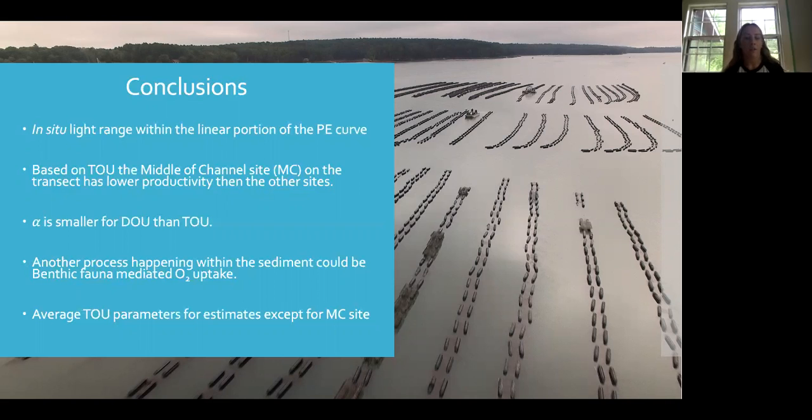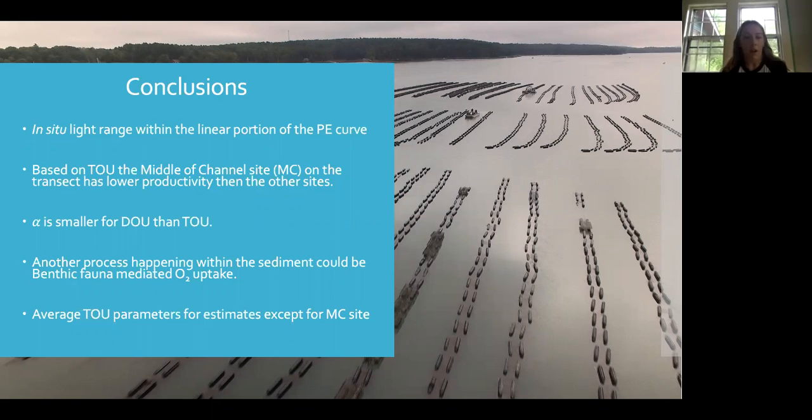Alpha is smaller for DOU than TOU, and this could be due to a bias in the Berg method, where you have to determine the surface water interface. Since the microprofiles were done in 100 micron increments, it's actually quite large for determining the surface water interface. So this would be easier done if they were smaller increments, but at that point in the sensor capability, the best way to do it is 100 microns. So at that point, it's just the way it has to be done.